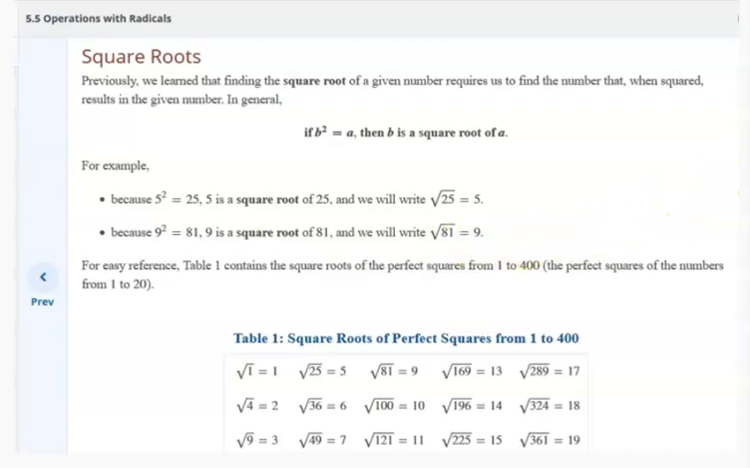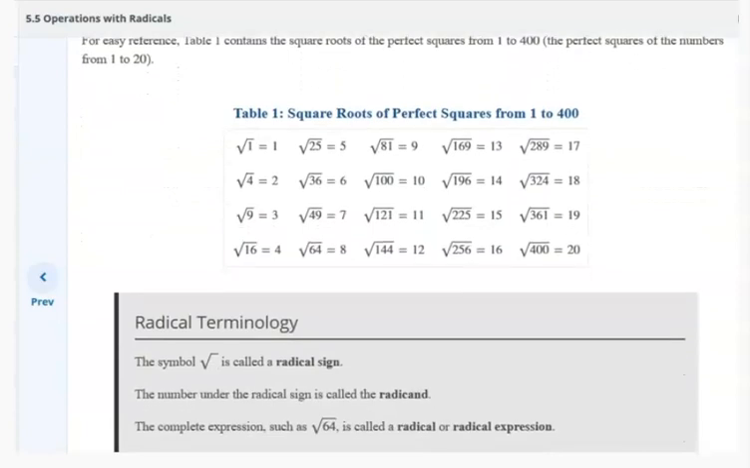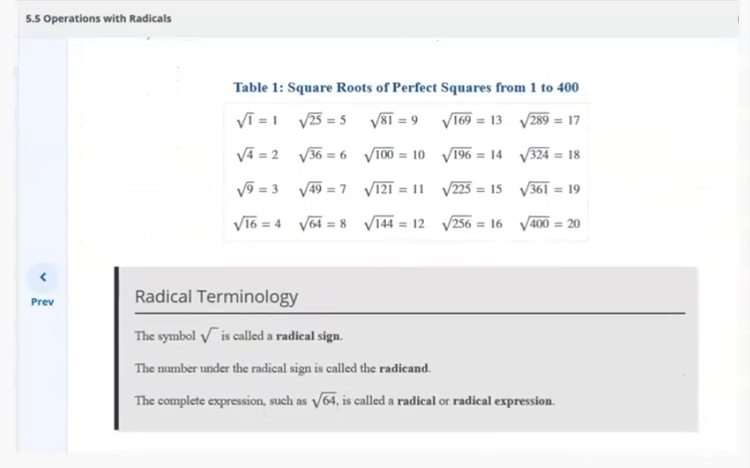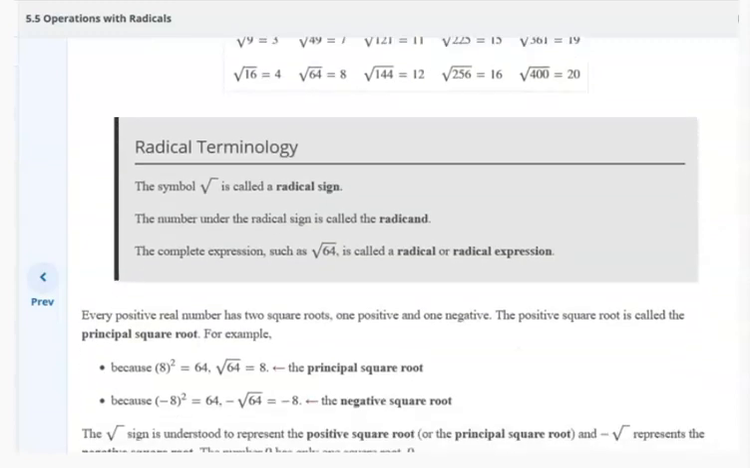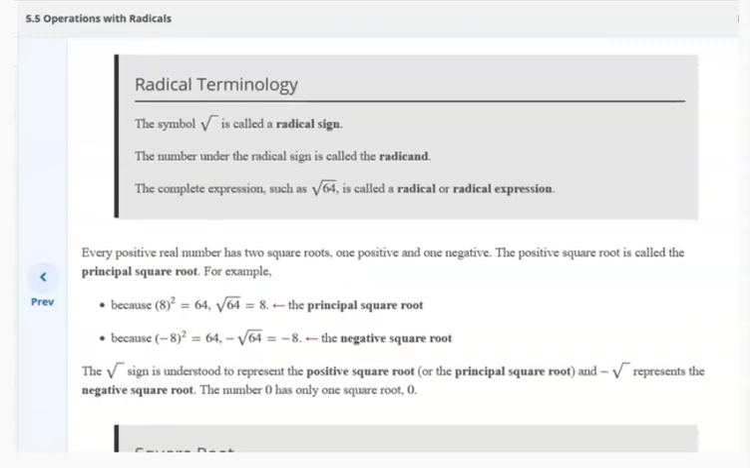Now, there are a number of perfect squares. You're not expected to know all of them, but I'm assuming you would know some. The square root of 1 is 1. Square root of 4 is 2. Square root of 9 is 3, and so on. I would suggest in your notes you write a few of these just to refresh your mind and have a reference. Now we're going to do a little bit of vocabulary as we learn about radical signs.